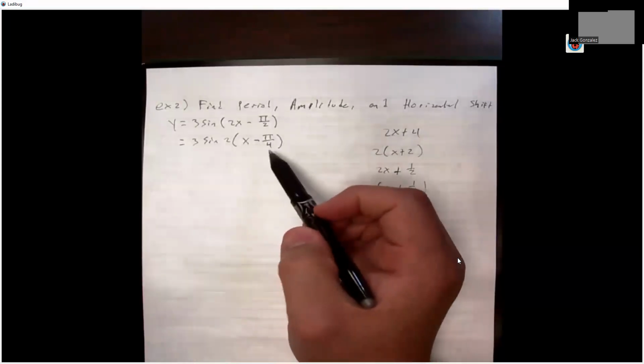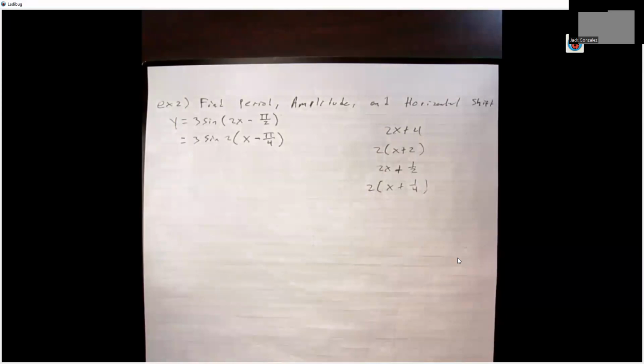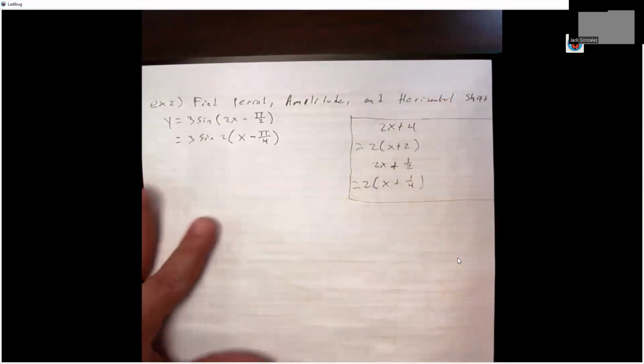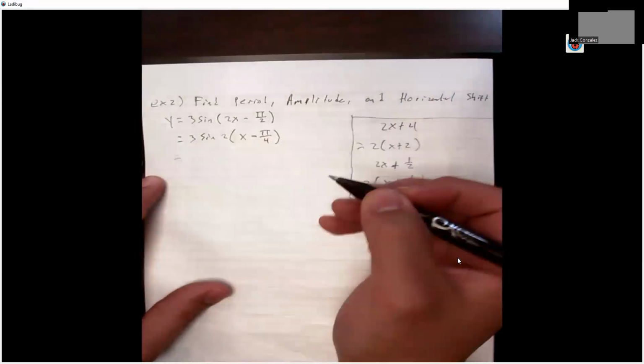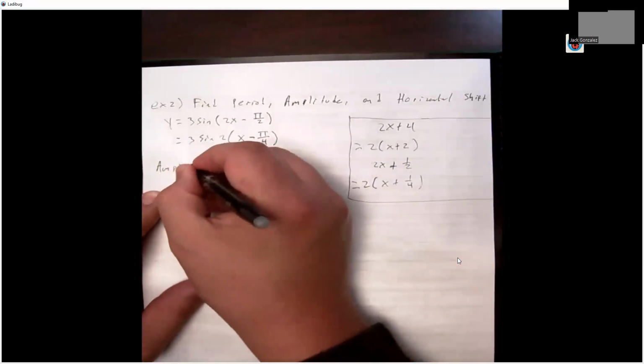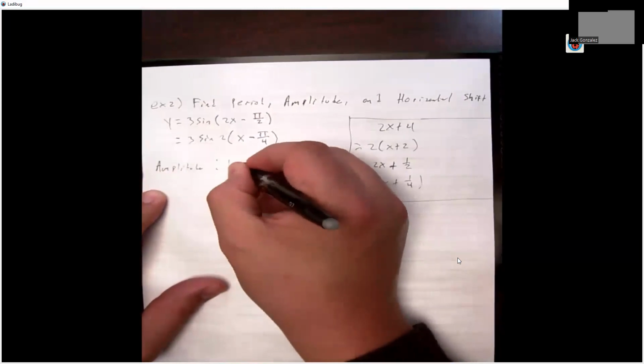Did you still have a question? Yeah, okay. So it's a little weird because we're factoring something that's not there, but it can be done. Okay. Nothing wrong with that. It's just a little weird. Okay. So now that it's ready, what is the amplitude? Amplitude is 3. Okay. What is the period?